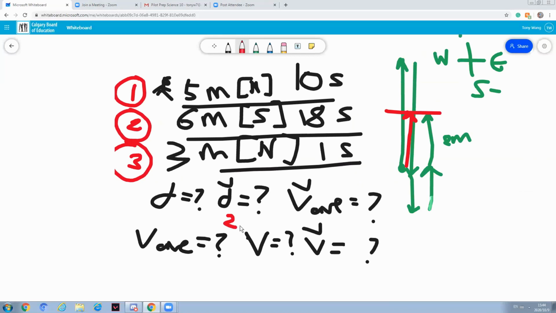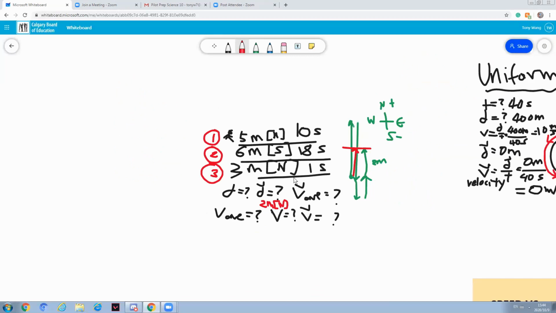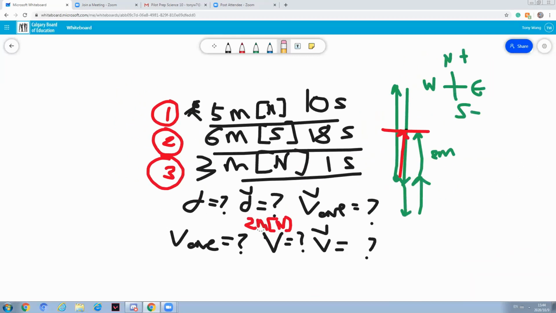Okay, very good. I was going to show how to do this, but it's fine. Basically, what Rachel did was she defined the directions, positive and negative.